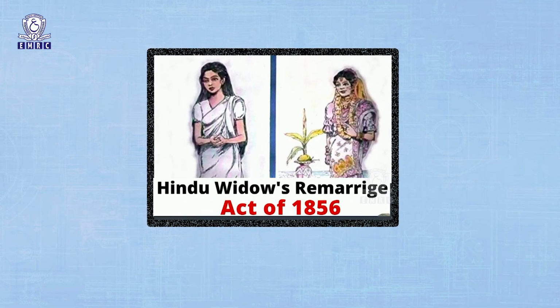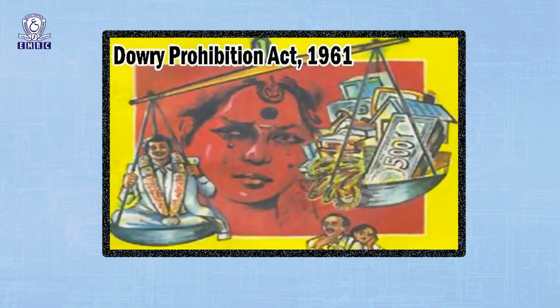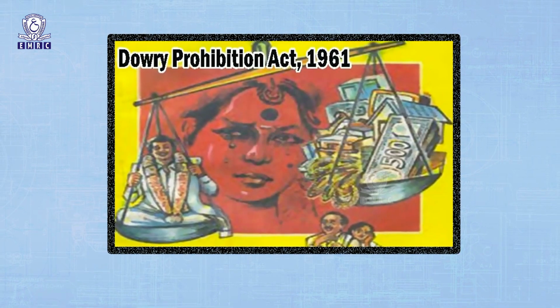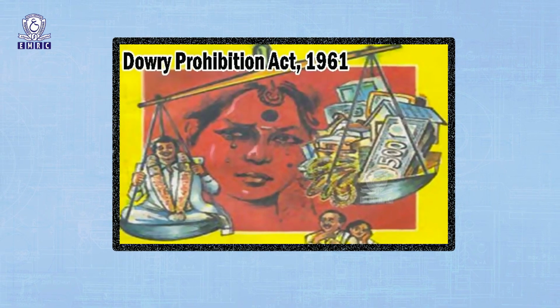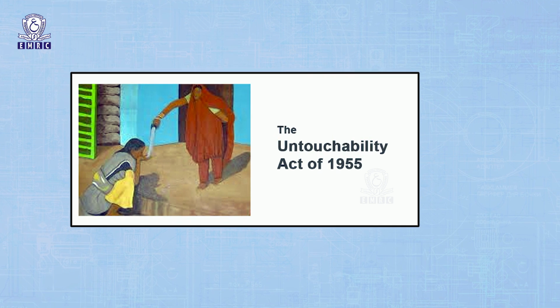The Widow Remarriage Act 1856, permitting remarriage of widows. The Anti-Dowry Act 1961, which restricts giving and taking of dowry in marriages. The Untouchability Act of 1955 prescribes punishment for practicing untouchability, and a few other acts.